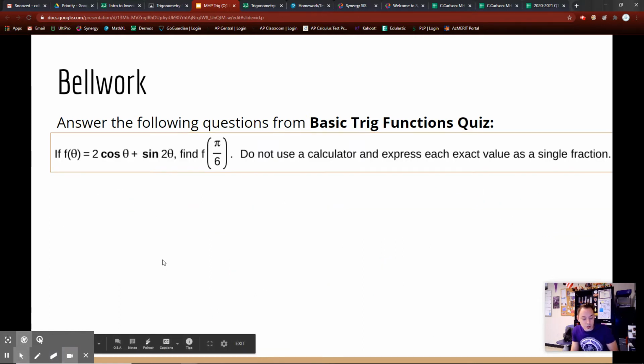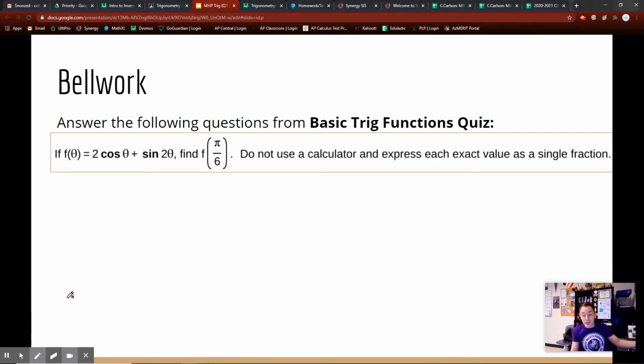Now, these are going to be the trig honors questions. I'm going to go through these, hopefully not as fast, but faster. The only reason why I'm going to do that is because I would like to get to the lesson. So what does this say?